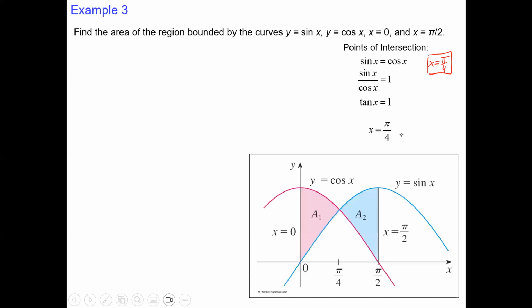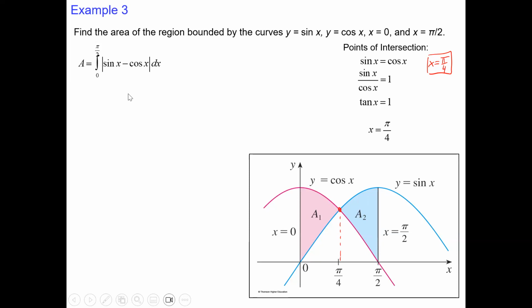Now let's look at the graph. I have a beautiful graph, sine function and cosine function between zero and pi over two. We have this point of intersection. That's where we will definitely set up two integrals, between zero and pi over four and pi over four to pi over two. Cosine minus sine, sine minus cosine. And that's what we will do.